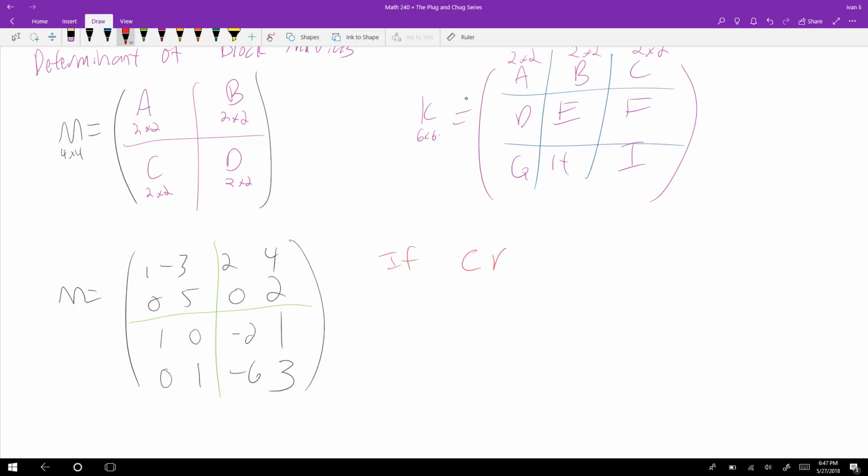If CD is equal to DC, okay, right, so if this lower left block times the lower right block is equal to the lower right block times the lower left block. This is hard to say. If CD is equal to DC, why is this a big deal? Well, remember, matrix multiplication isn't necessarily commutative. So if this happens, then it actually is a big deal.